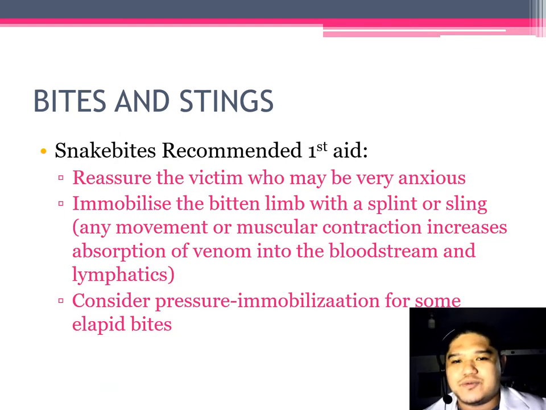So what we have to do as form of first aid is to reassure the victim who may be very anxious at that point. Why is it so? Since when the venom is introduced to the body, the increase in the heart rate caused by anxiety of the patient can hasten the distribution of the venom. Okay, so rapid heart rate can lead to rapid poisoning of the body. So immobilize the bitten limb with a splint or a sling.